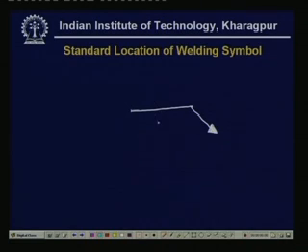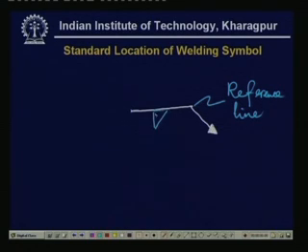So, here there are two sides. If you specify the welding type at the bottom of the reference line, so this is the reference line, for example, this is the welding symbol of a fillet joint. That means that this fillet type welding has to be used on the arrow side of the joint.